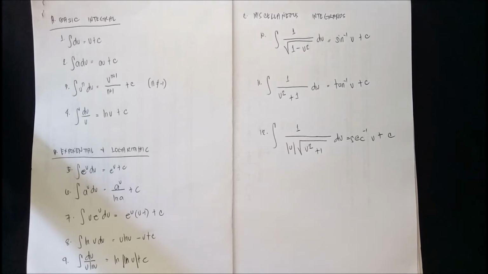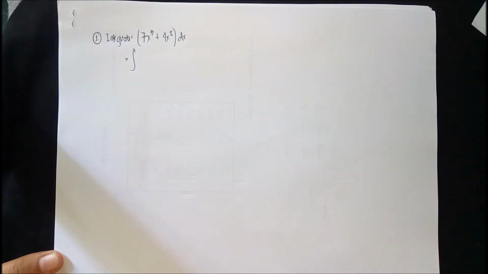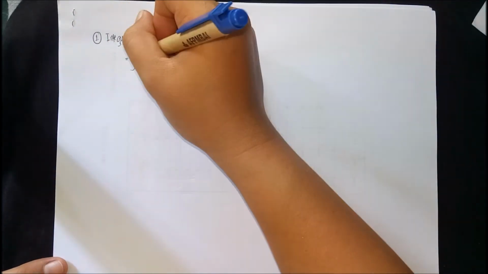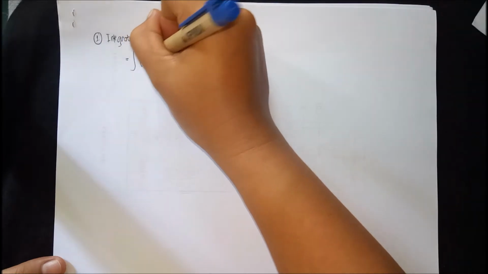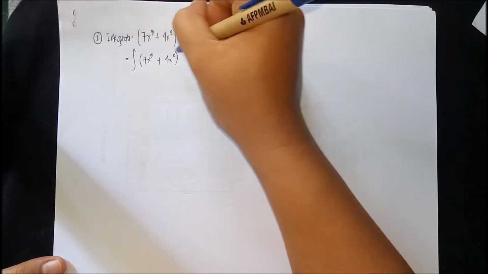Now, let us proceed to our solved problems. Okay, class, so let's have our first example. Integrate 7x cubed plus 4x squared dx. So, class, for integrate, I can just replace this with the integral sign and copy this one. This is going to be the integral of 7x cubed plus 4x squared dx.